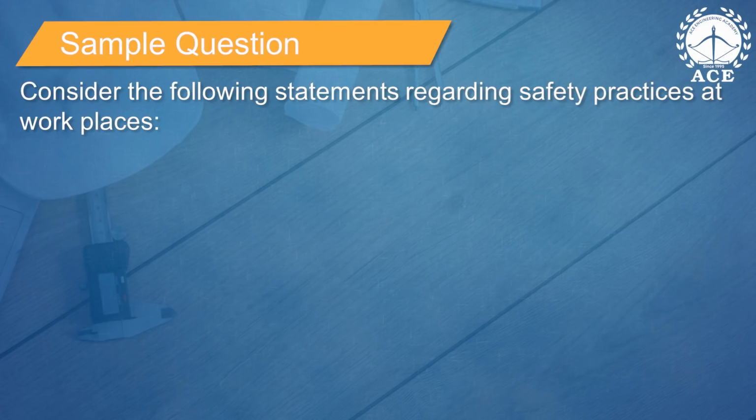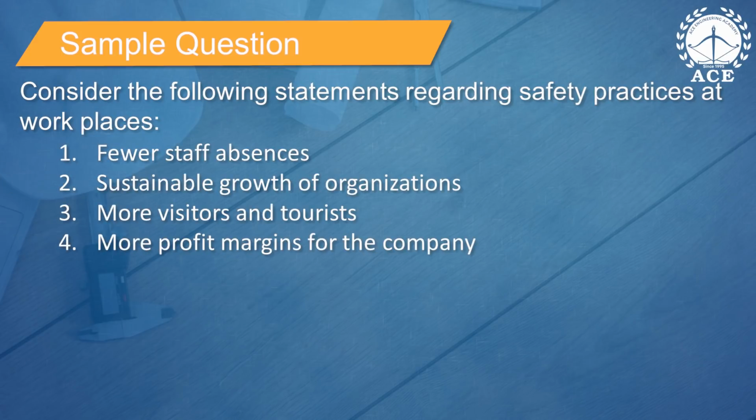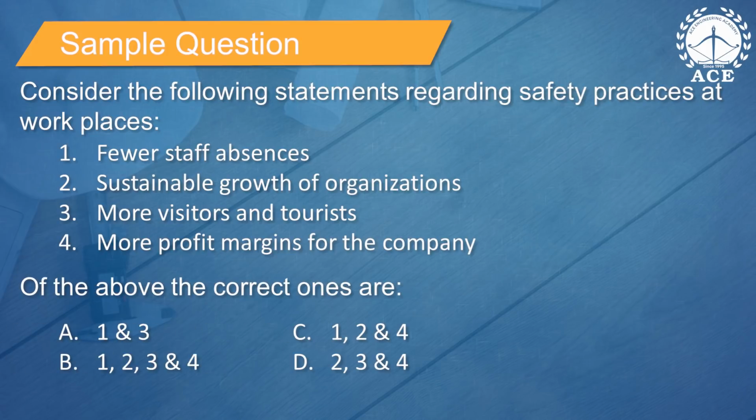The question is, consider the following statements regarding safety practices at workplaces. Statement 1, fewer staff absences. Statement 2, sustainable growth of the organizations. Statement 3, more visitors and tourists. Statement 4, more profit margins for the company. Of the above, the correct statements are: option A, 1 and 3; option B, 1, 2, 3 and 4; option C, 1, 2 and 4; option D, 2, 3 and 4.